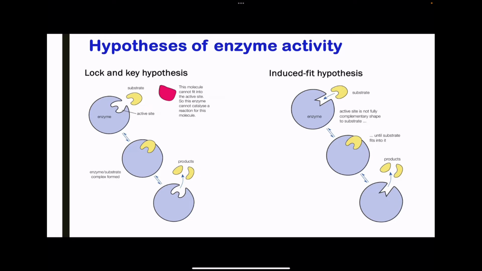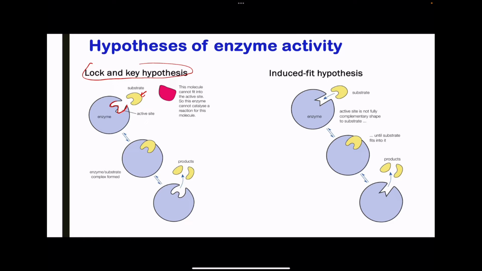We know there is one that is called the lock and key model, and in this model, the enzyme and the substrate are going to be complementary, meaning the active sites of the enzyme are a perfect fit for the substrate that is going to be worked on. You can see the shape is exactly the same. The substrate is going to fit in because the shape is complementary to that of the active sites of the enzyme.